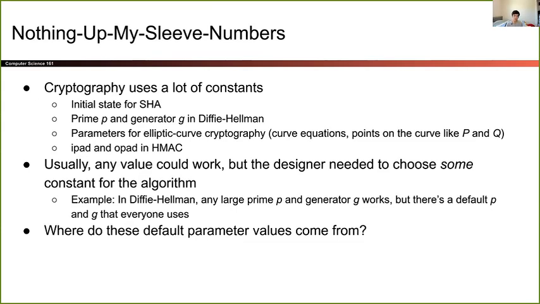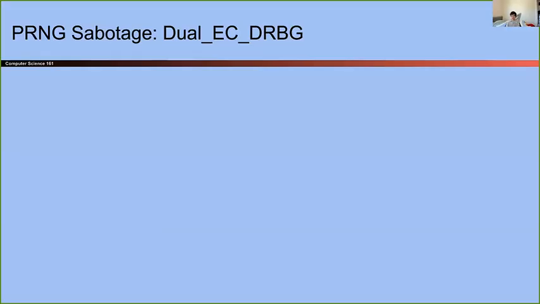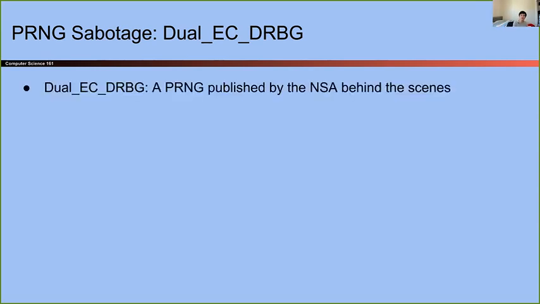For Diffie-Hellman, there's just a P and G that is used by everyone. And the question that we ask ourselves is, where do these default parameters come from? So we're going to tell a story of Dual EC DRBG. Remember, PRNGs generate a bunch of random looking bits from an input set of truly random bits called entropy. Dual EC DRBG was a standard published by the NSA behind the scenes.